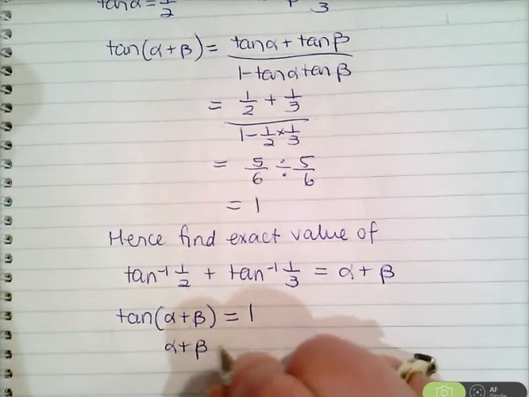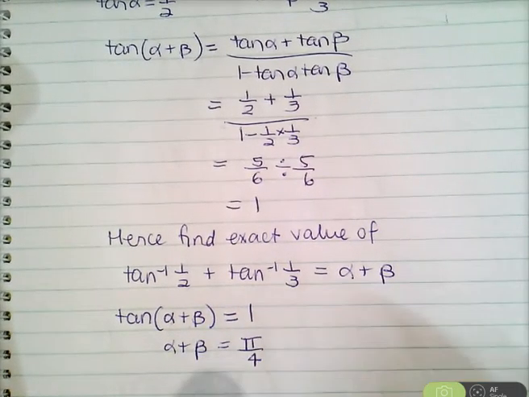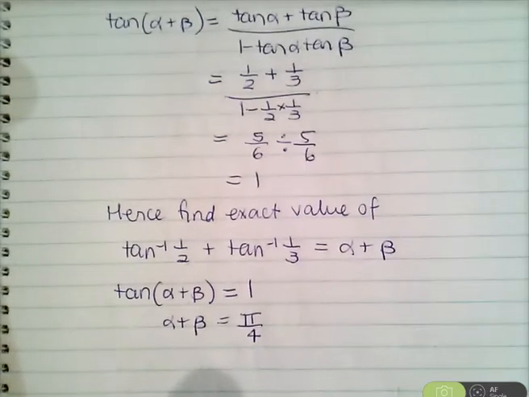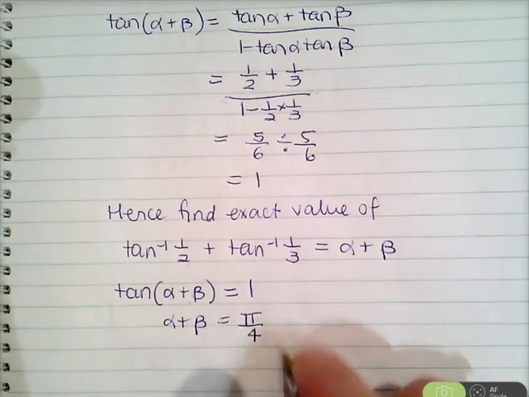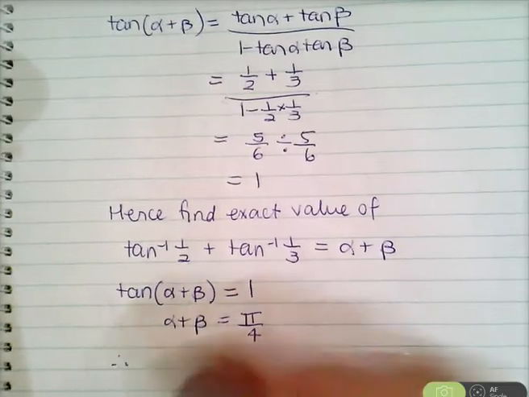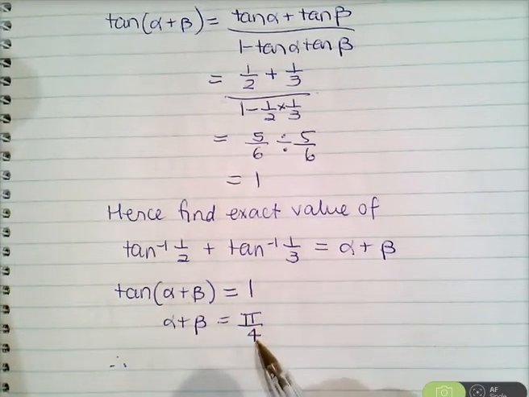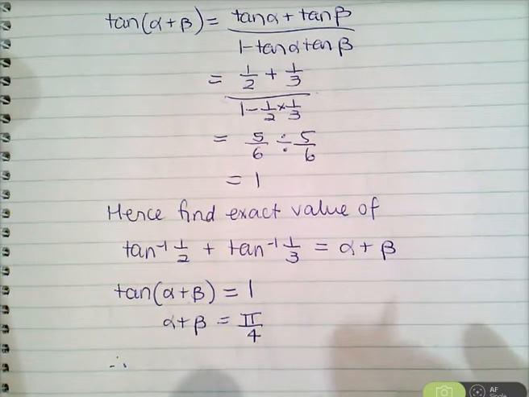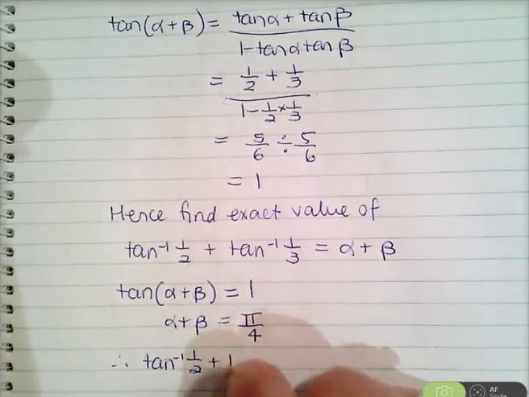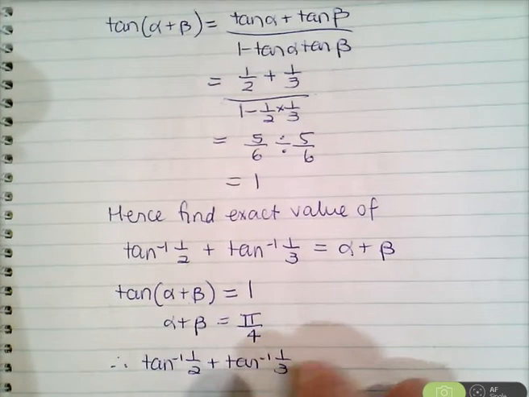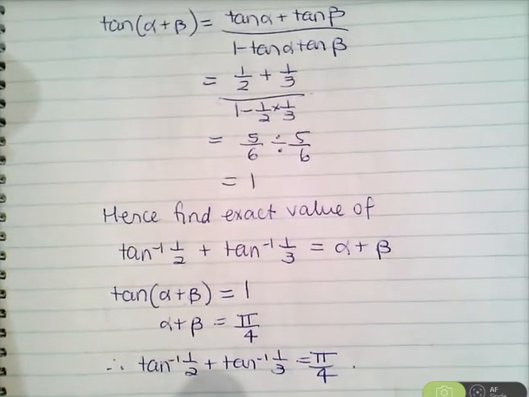Therefore, alpha plus beta, we know that tan of 45 or tan of pi on 4 is 1. Therefore, alpha plus beta is pi on 4. Just noticing as well, pi on 4 does fit into the domain that we're looking for. Therefore, we can say that tan to the minus 1 of a half plus tan to the minus 1 of a third is equal to pi on 4.